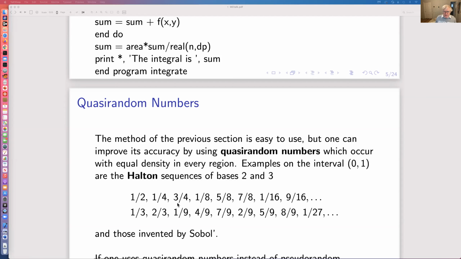With quasi-random numbers, you ensure that your coverage of the interval 0 to 1 is uniform. It's not only random, but uniform. I remember once, as I was looking for my seat at a Harvard colloquium, I was talking to somebody and mentioned that I had gotten from Los Alamos a cute program for doing this kind of quasi-random numbers.